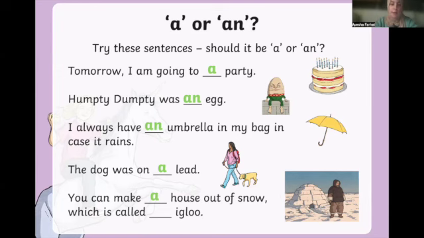Okay, so I know that I is a vowel because A, E, I, O, U. I is a vowel. I know that when the word begins with a vowel, I have to use an. So which is called an igloo. Okay, good job.